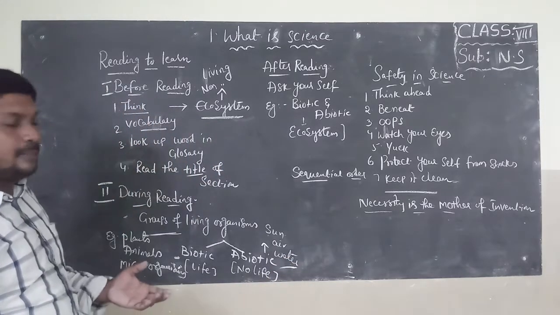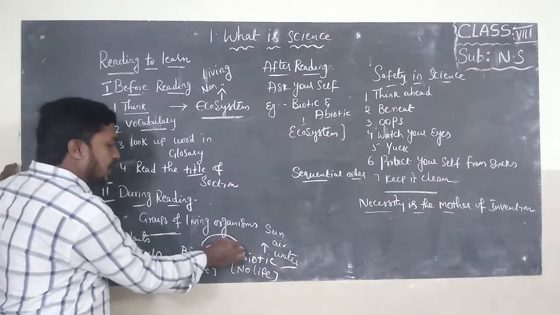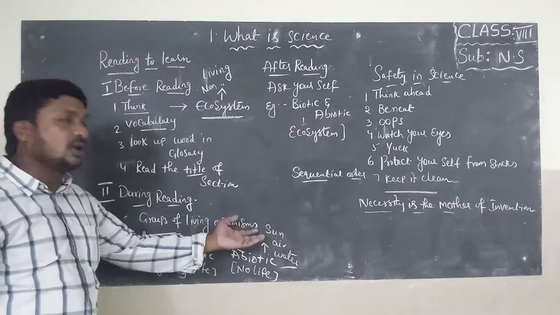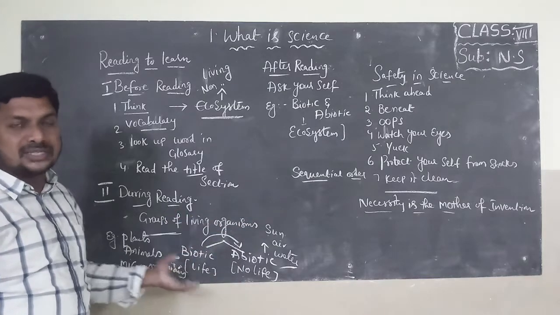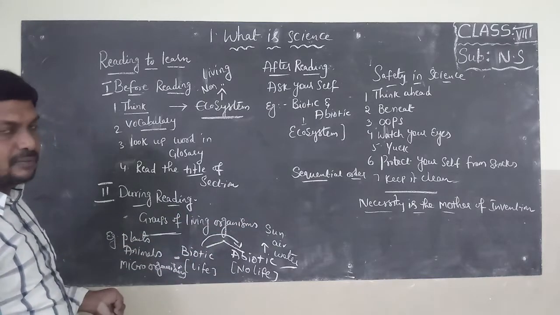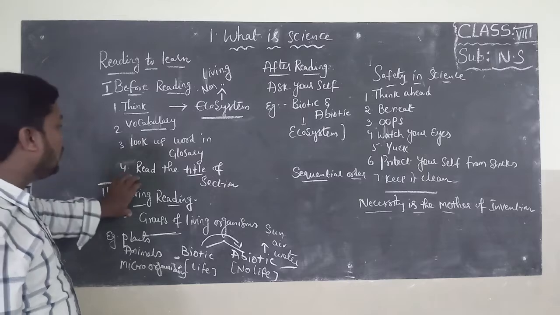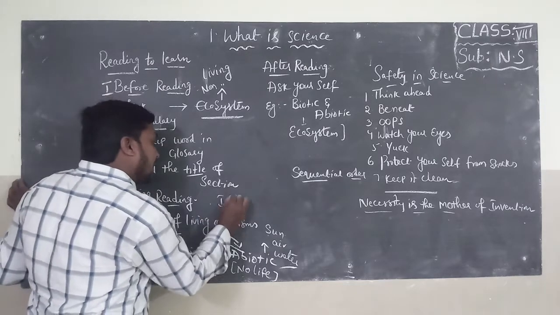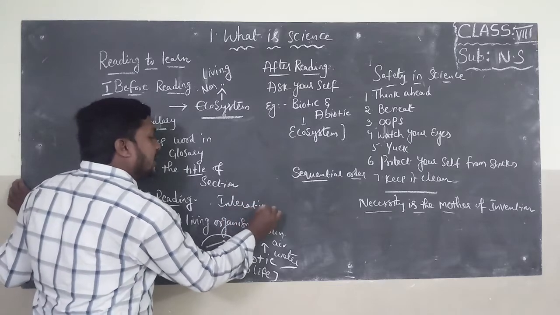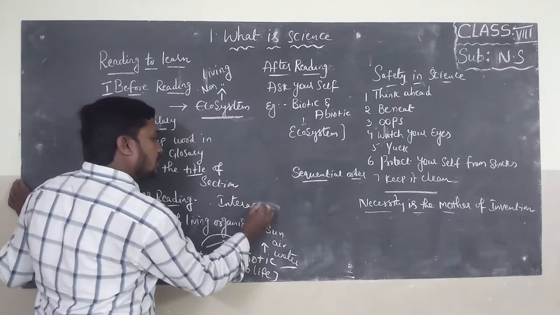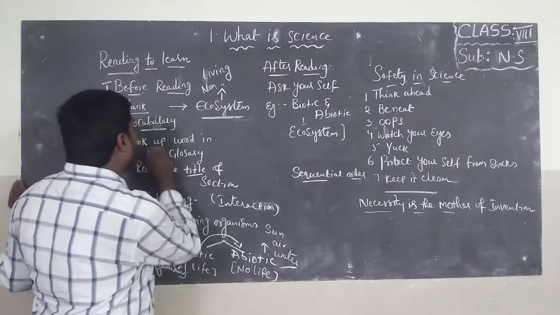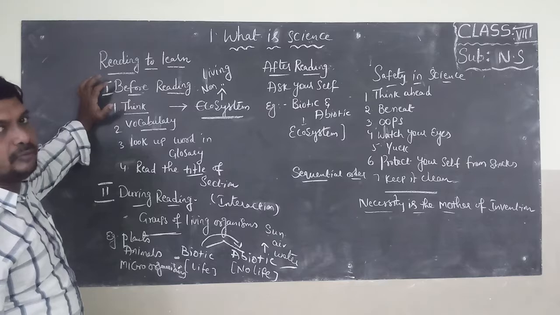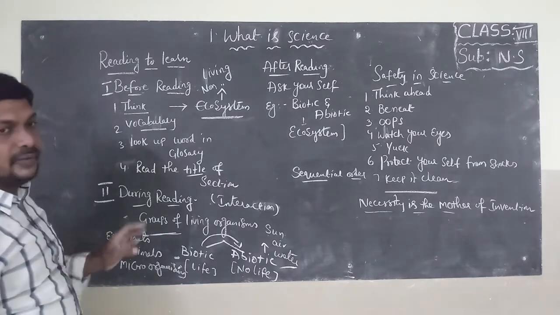In the ecosystem, every biotic factor depends on abiotic factors for survival. Without abiotic factors, all living organisms cannot survive. So at the time of reading, you have to observe the interaction. Very important, that is interaction. So here I gave one topic, that is called ecosystem. In that you have to observe the interaction between living and non-living things carefully.